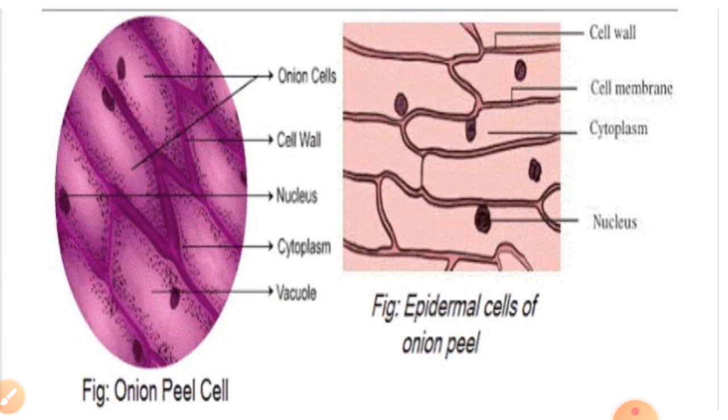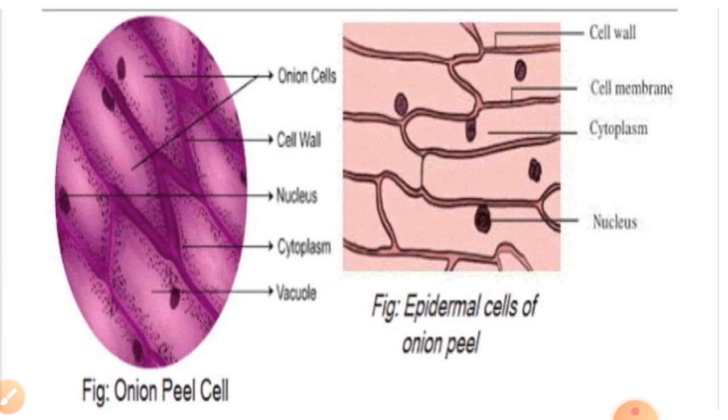Students, this is the onion peel cell. If you peel the onion, prepare a slide and put this slide under the microscope, you can see this type of cell. But how can we make this slide? It is very easy.